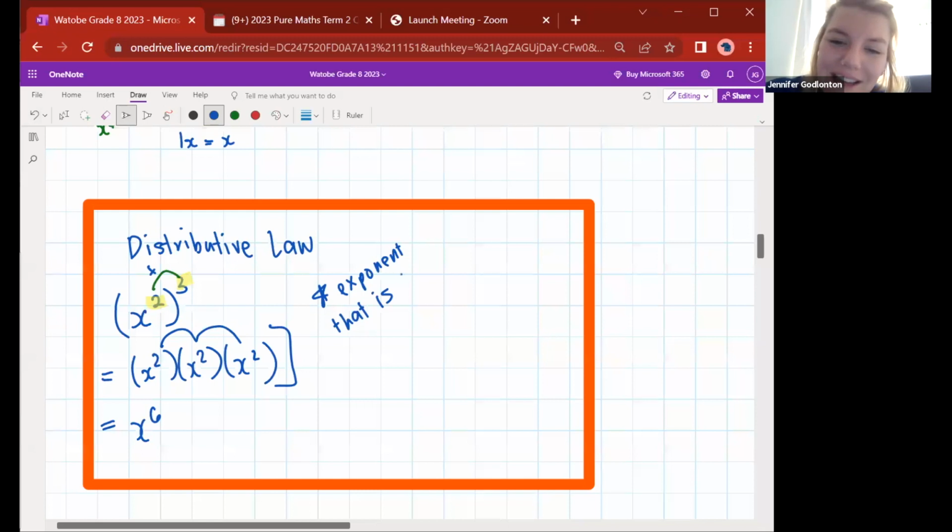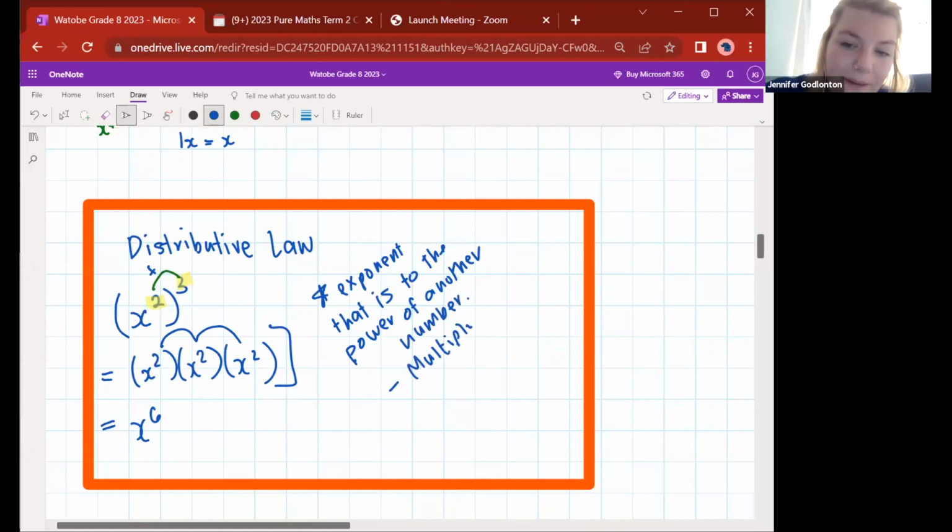An exponent that is to the power of another number, then you multiply the exponents. Okay. So what we're doing here is we're saying that 2 times 3.